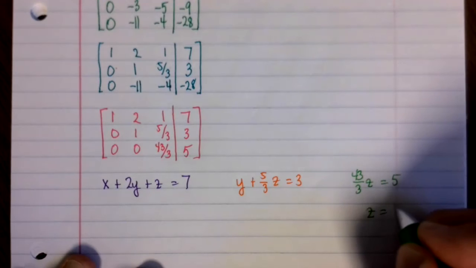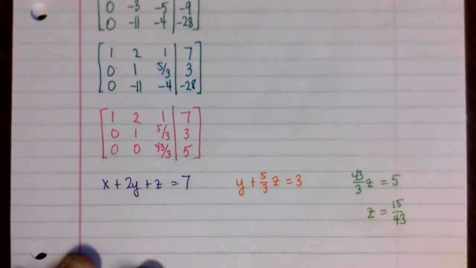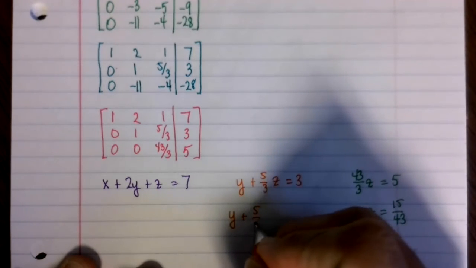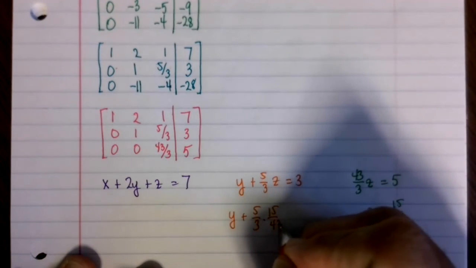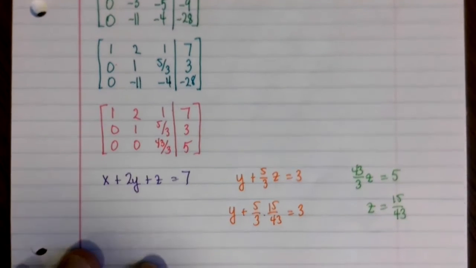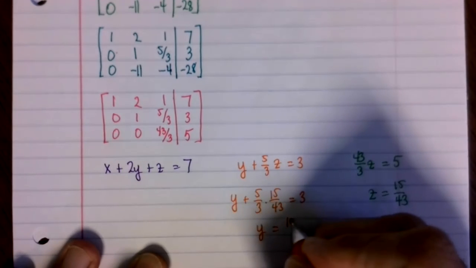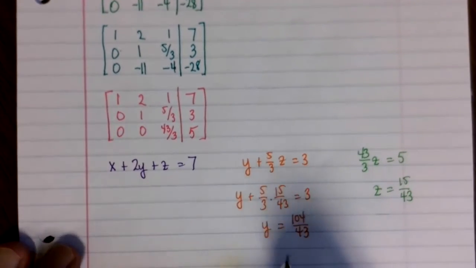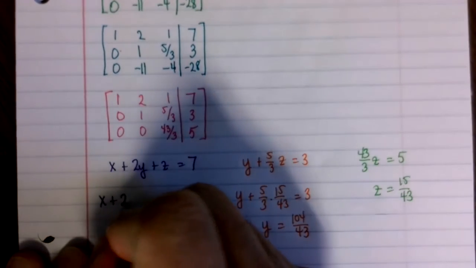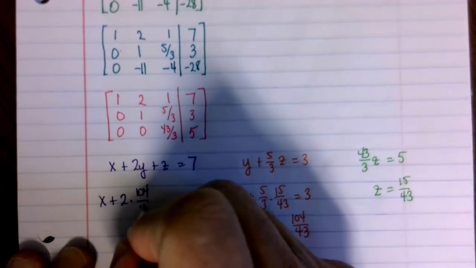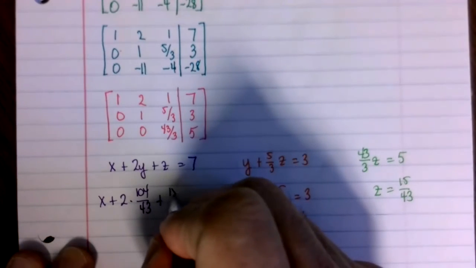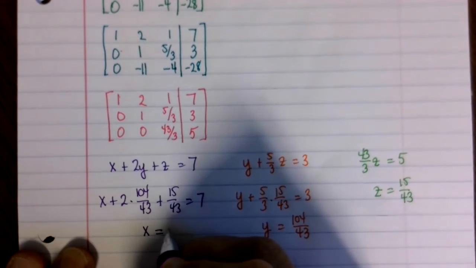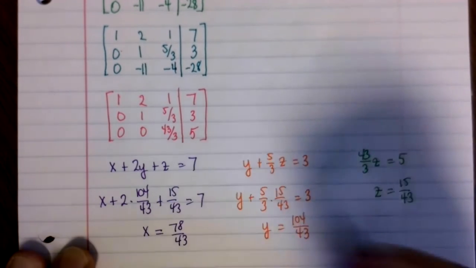So z is going to be equal to 15 over 43. Coming back over here, we get y plus 5/3 times 15 over 43 is equal to 3. And so just simply solving for y, we end up with y is equal to 104 over 43. And then coming back over here, we get x plus 2 times 104 over 43 plus 15 over 43 equals 7. And if we solve for x, we'll end up with x is equal to 78 over 43.